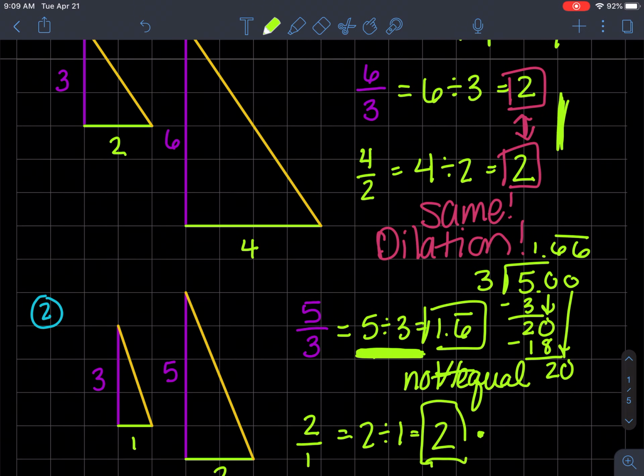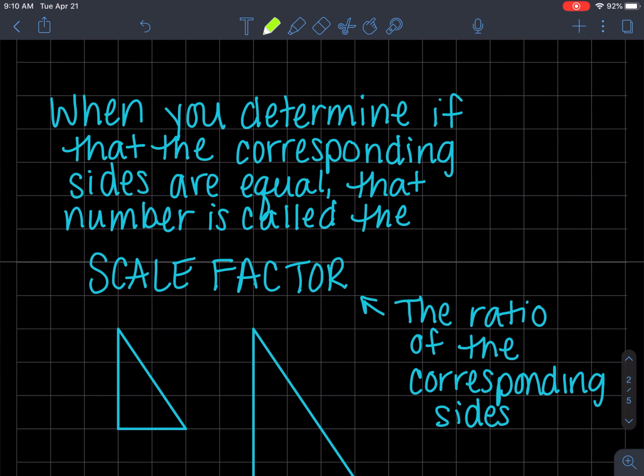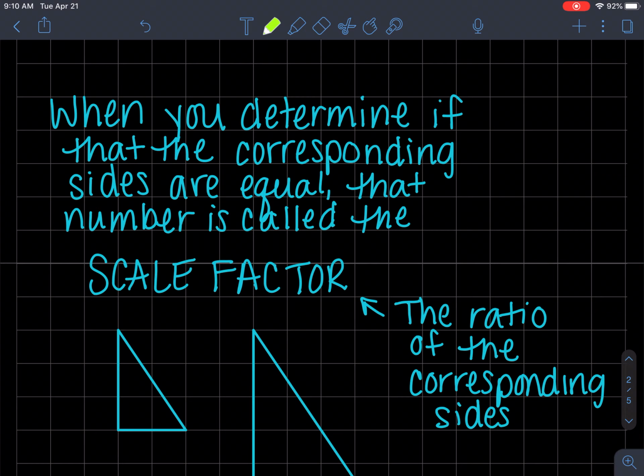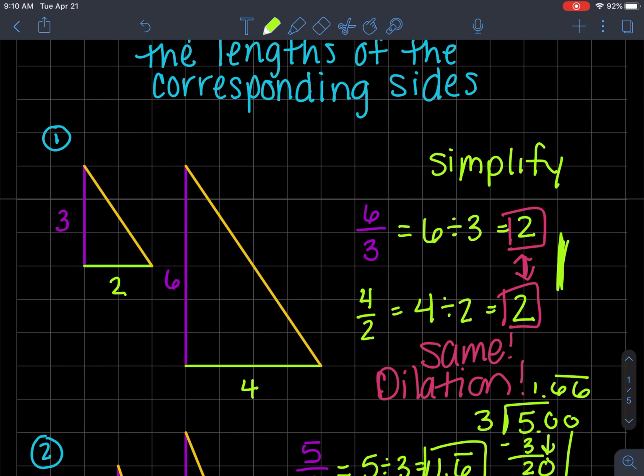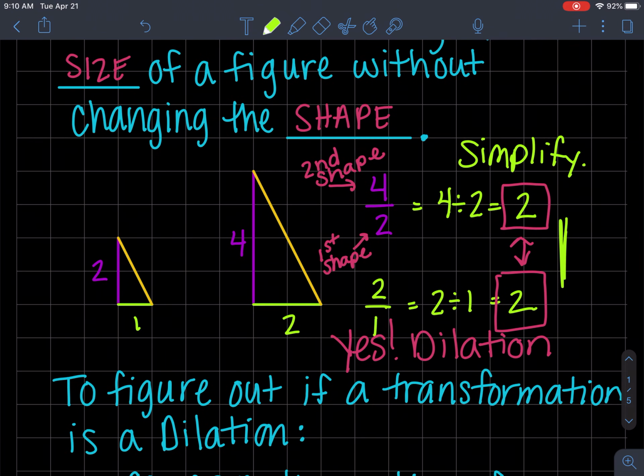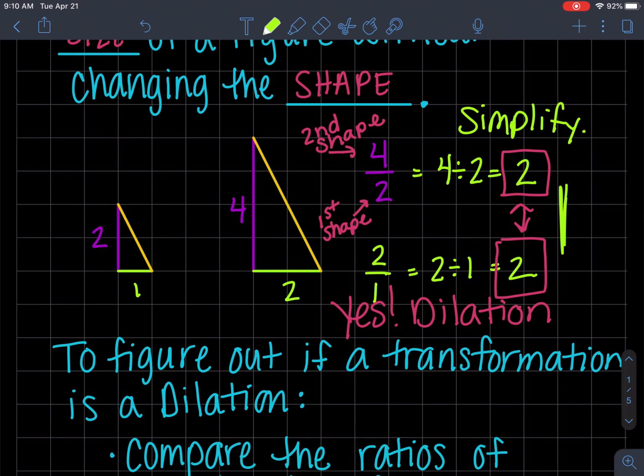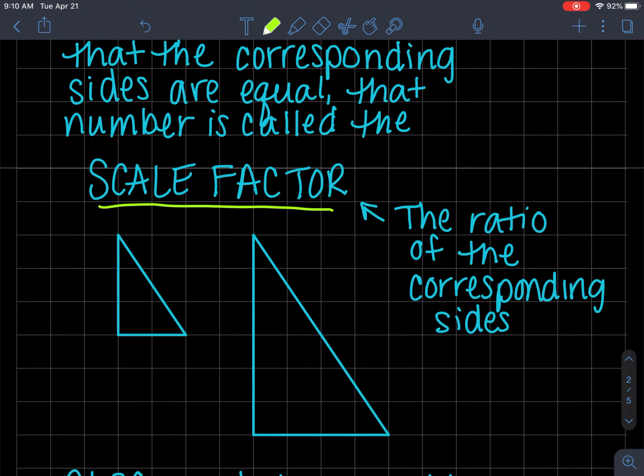Okay. All right, so now we're here. When you determine that the corresponding sides are equal, the number is called the scale factor. So the number that we found here is a scale factor. That's the number you multiplied the sides by in our preimage to get our image. 3 times 2 is 6. 2 times 2 is 4. 2 times 2 is 4. 1 times 2 is 2. Okay, so that's a scale factor.